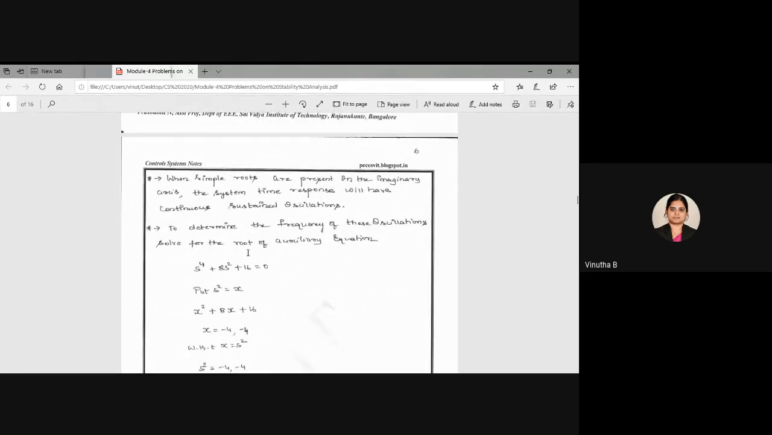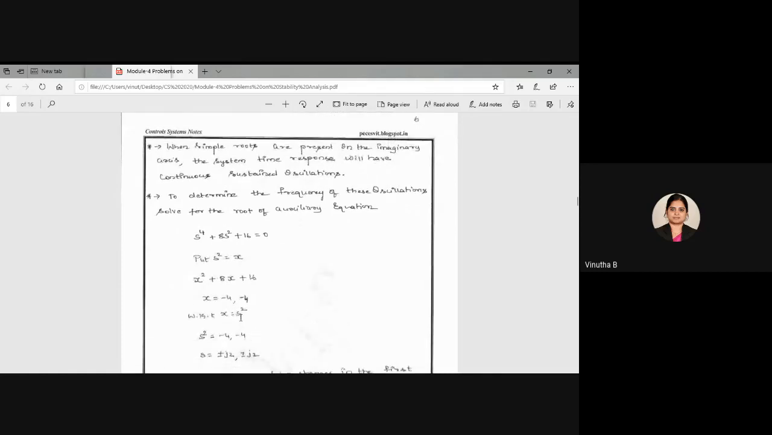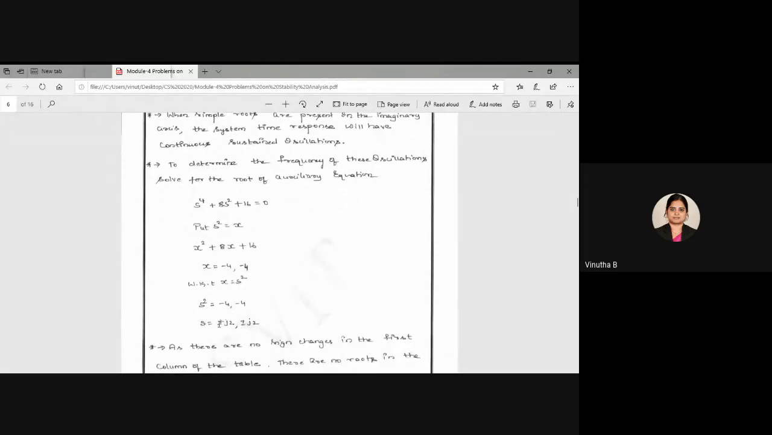So how to solve for the roots of the auxiliary equation here? This is the auxiliary equation that you consider. Put s square as x. So you get this equation like this. Solve for this quadratic equation. You will get x as minus 4, minus 4. So x we have taken as s square. So what will be s square now? S square is equal to minus 4, minus 4. It will be plus or minus j2, comma plus or minus j2.